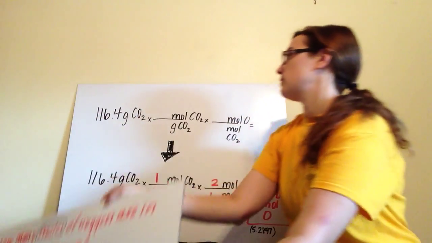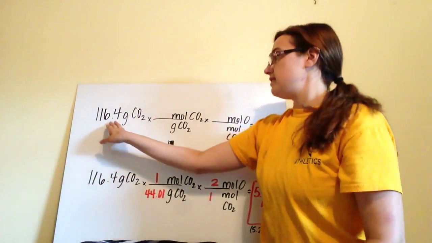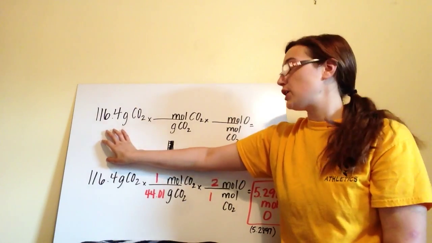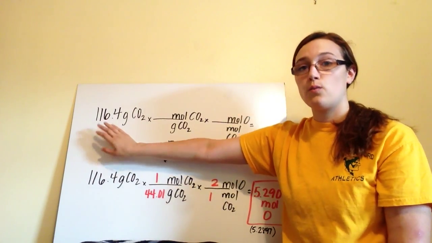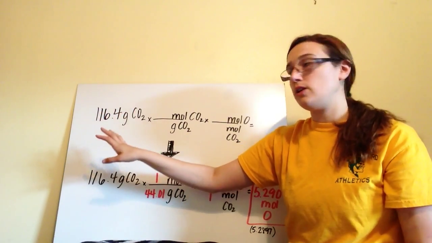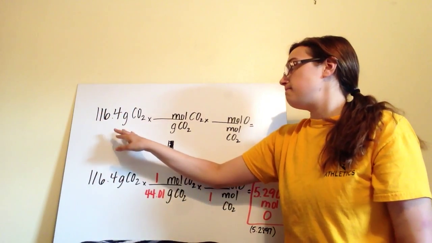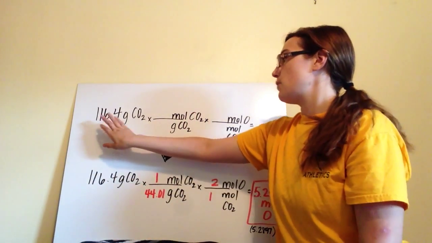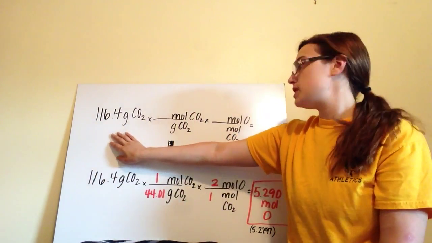So what I did, set up your given information. Put your given by itself with units. Okay, you have to include units. Not including units could be a hindrance for you as you work through dimensional analysis. So we have 116.4 grams of CO2.